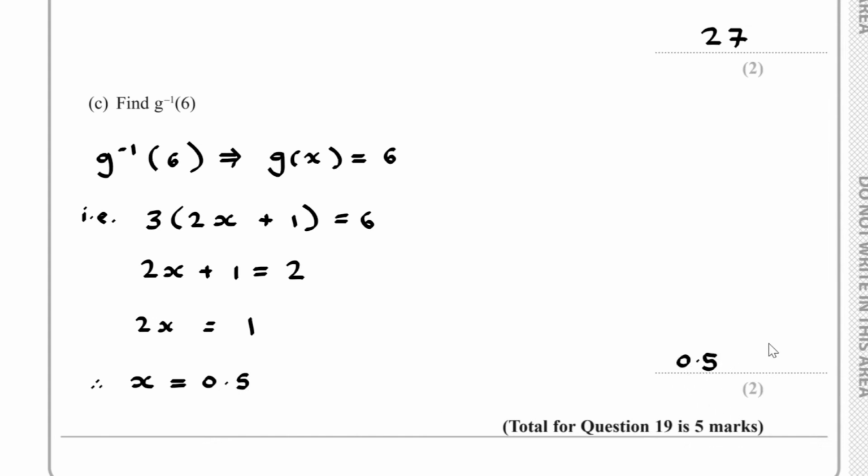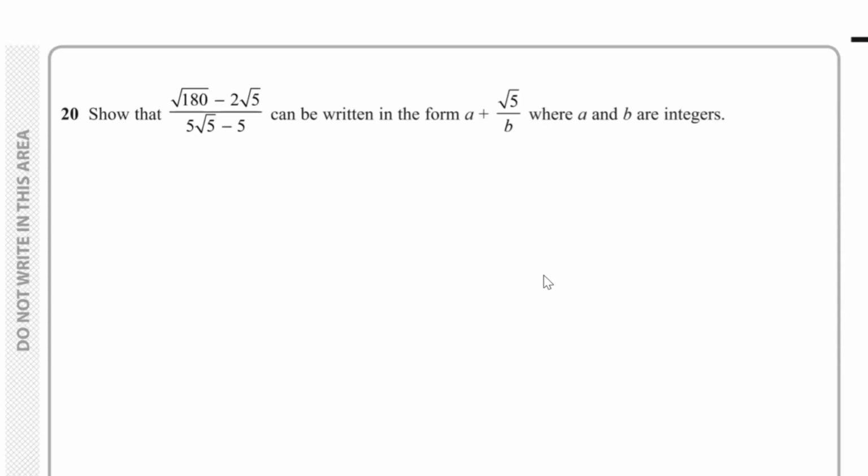So I have 0.5. Question number 20. We have to show that the square root of 180 minus 2 times the square root of 5, divided by 5 square root 5 minus 5, can be written in the form a plus square root 5 over b, where a and b are integers.